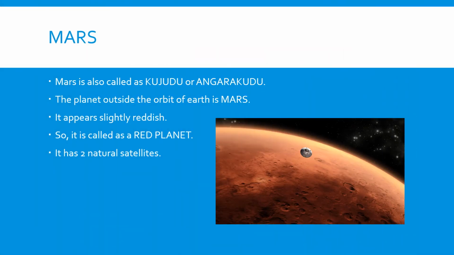Now, our fourth planet is Mars. Mars is also called Kujudu or Angarakudu. The planet outside the orbit of Earth is Mars. It appears slightly reddish, so it is called the red planet. It has two natural satellites.